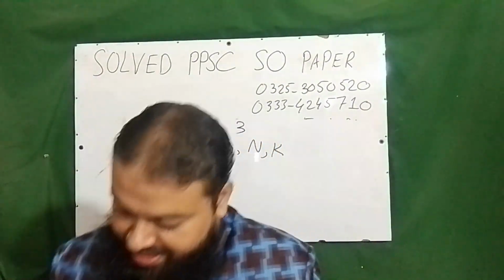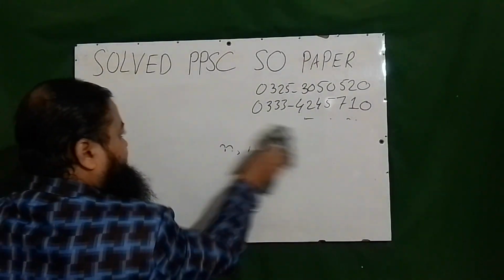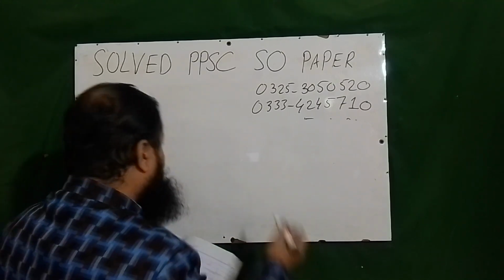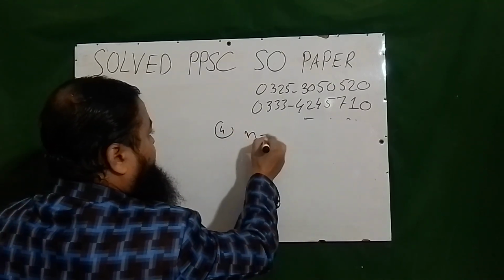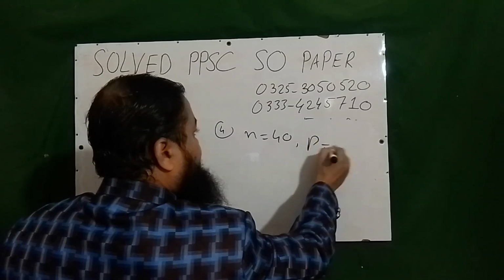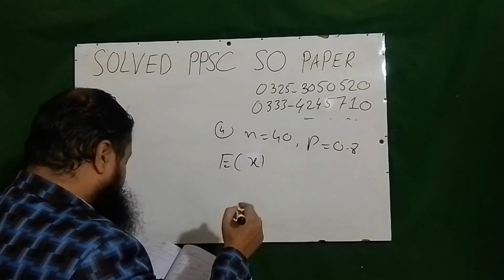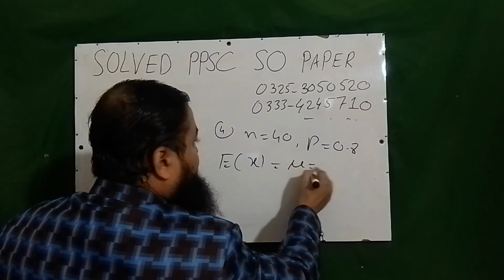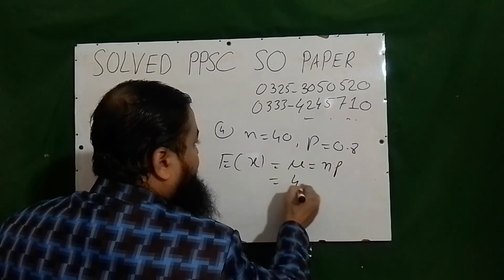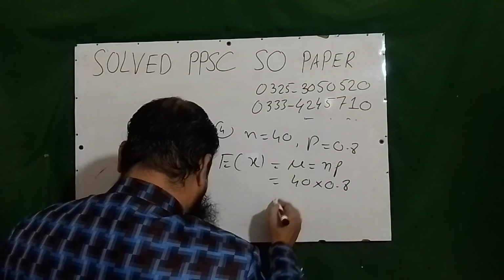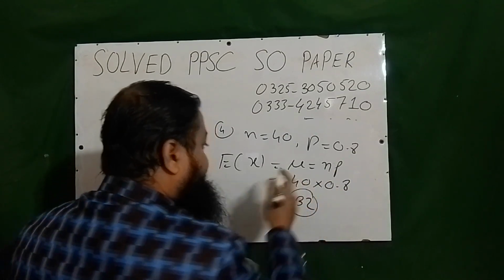Question number 4. N is equal to 40, P is equal to 0.8. What is the value of expected value? Actually, you are to find mean, which is mu, which is NP, and that will be 40 multiplied by 0.8, and 32 will be the correct answer in the exam.